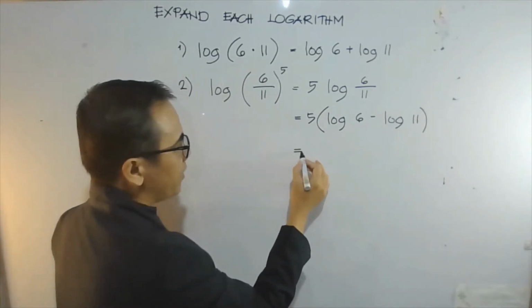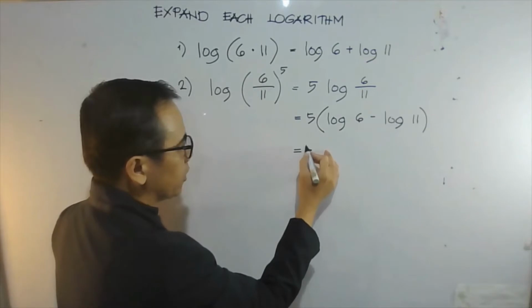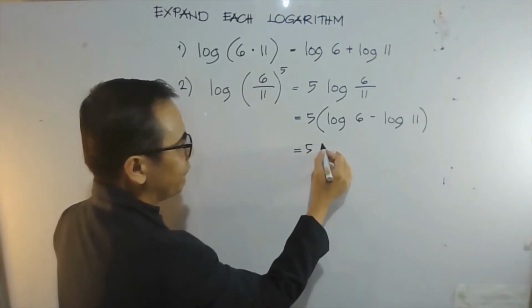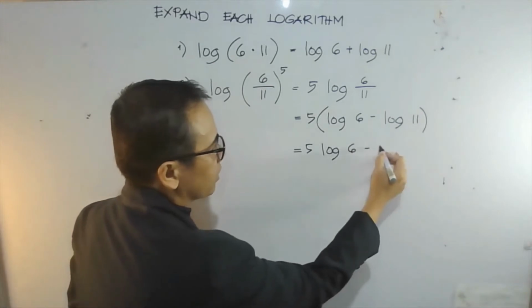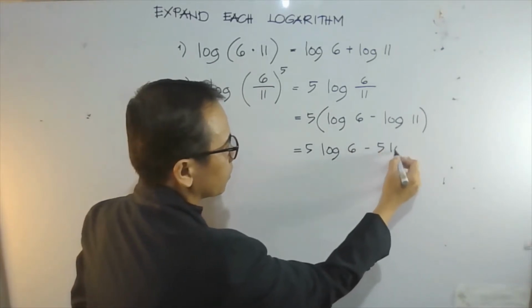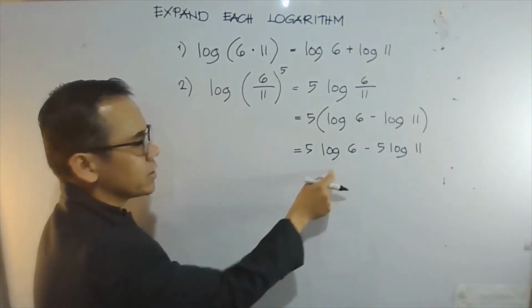So our final answer would be distributing 5 to each term. It will become 5 log of 6 minus 5 log of 11. So this is our final answer.